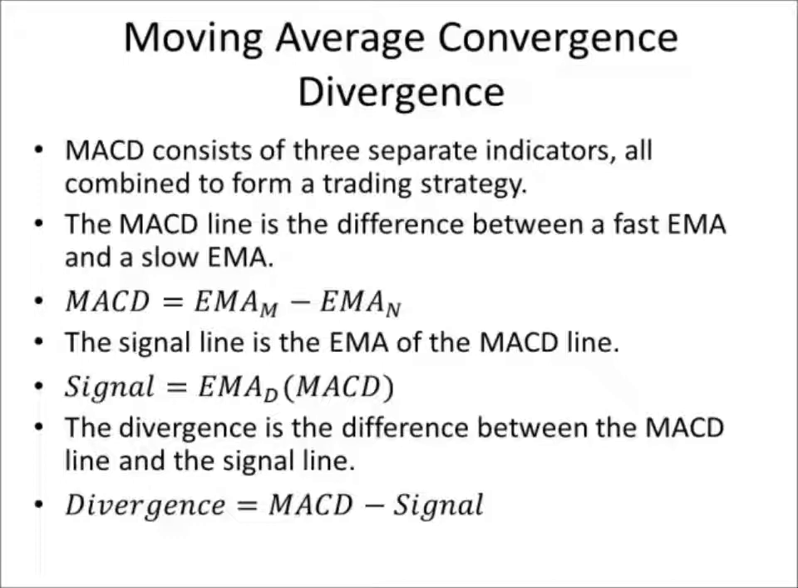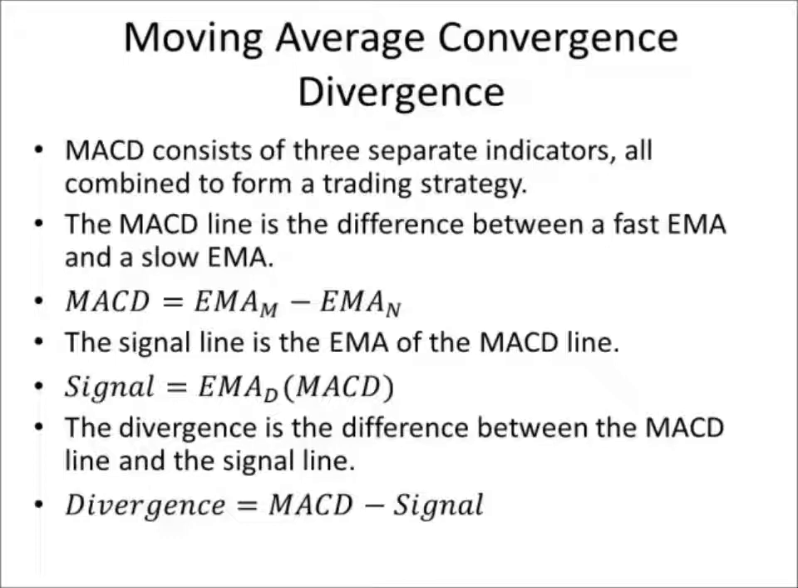So as we said, we have 3 separate indicators. They are the MACD line, the signal line, and the divergence. Let's go through each one. The MACD line is the difference between a fast EMA and a slow EMA. When we're doing moving average crossover strategies, we have a fast EMA and a slow EMA. So the MACD line is just the difference between the two. In this case EMA M will be the fast one, and EMA N will be the slow one. That could be, let's say, 5 days and 20 days, or 10 days and 50 days.